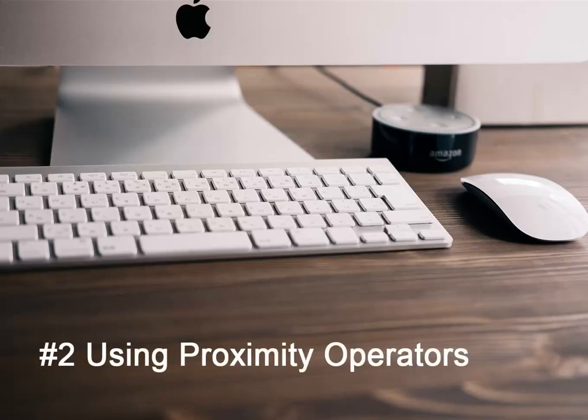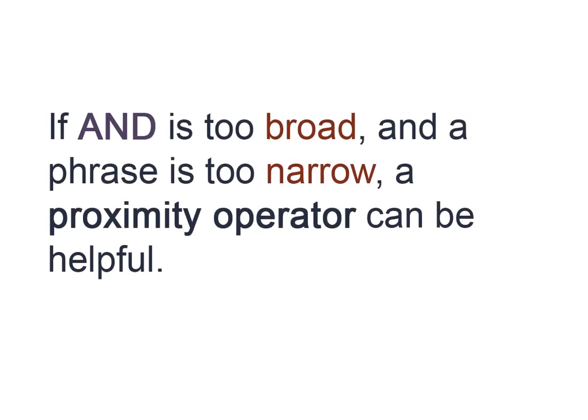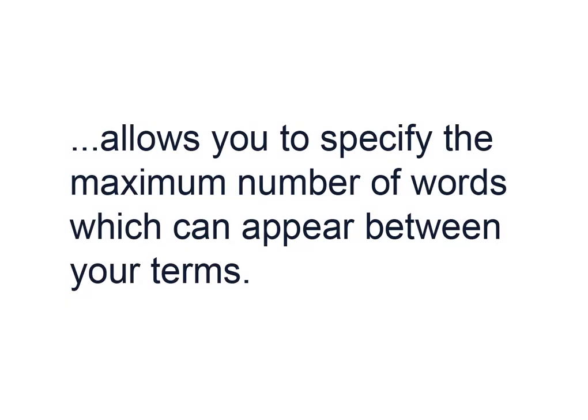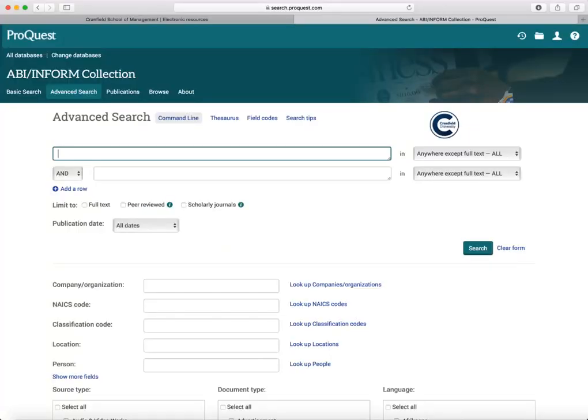Tip number 2. Using proximity operators. If you're combining two terms with AND and your search is finding too many results, or alternatively, if you're putting two words together as a phrase and finding too few results, it might be helpful to use a proximity operator. This allows you to specify the maximum number of words which can appear between your terms, which can be in either order. Unlike the wildcard, the proximity operator is different in each database, so if you don't know the operator for the database you're using, look in the help pages to find out.